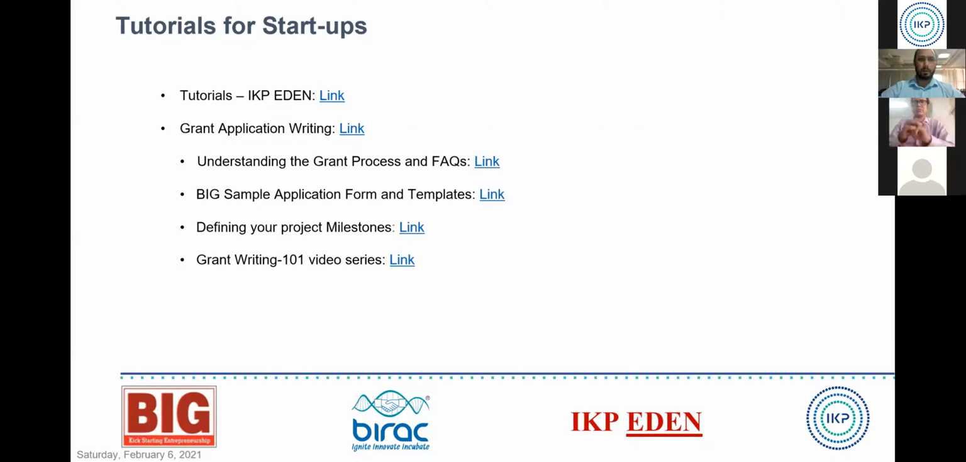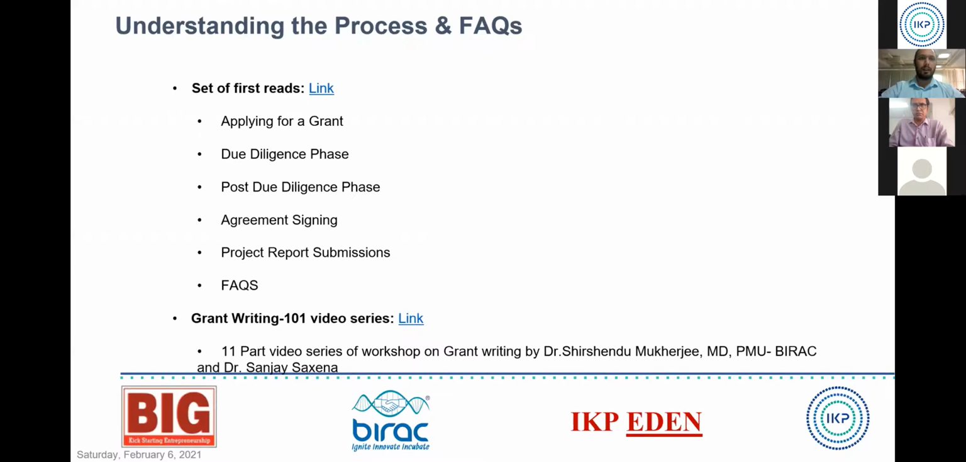And since we are here for BIG, there's a dedicated section for grant application writing. It can be used for BIG as well as other grant programs. The basic topics you will see in the grant application writing section are: the basic process, a dedicated sample BIG application, a template for the novelty table, how to define your milestones, and a Grant Writing 101 video series. So we'll go with understanding the process and FAQs.